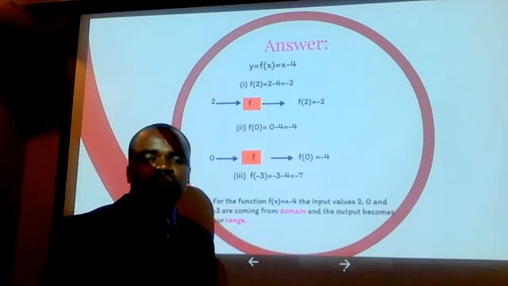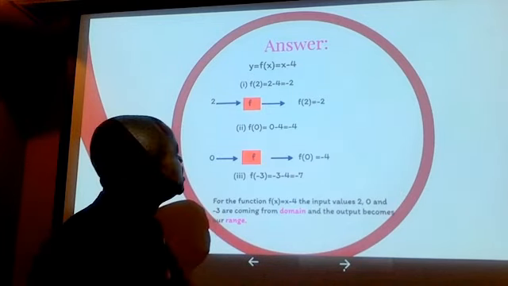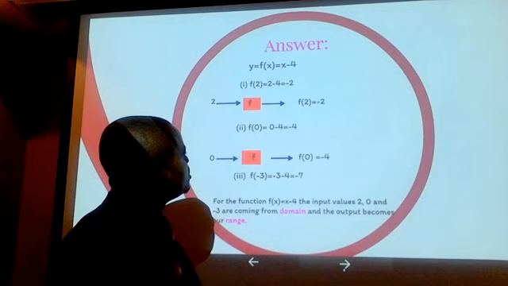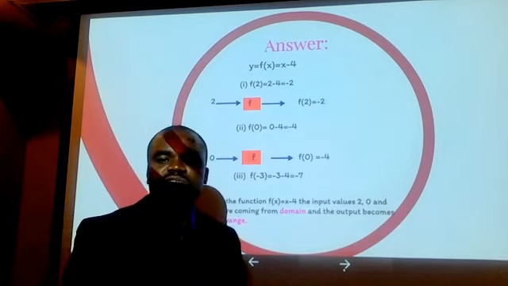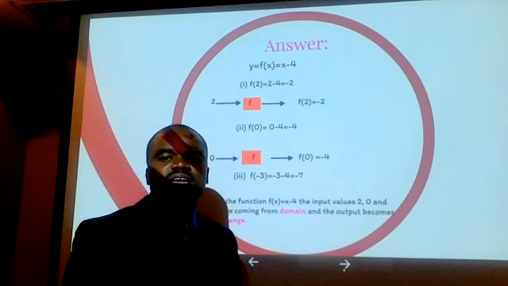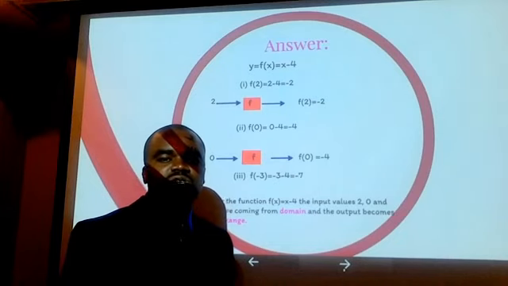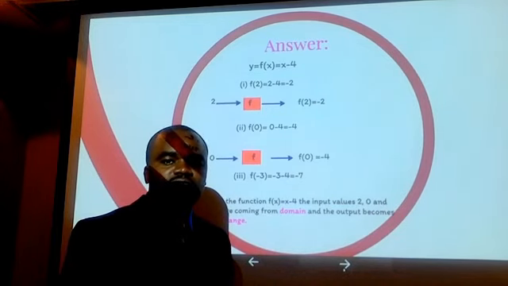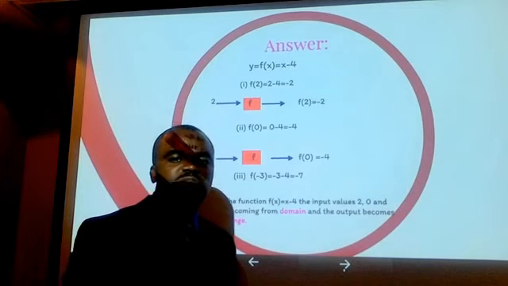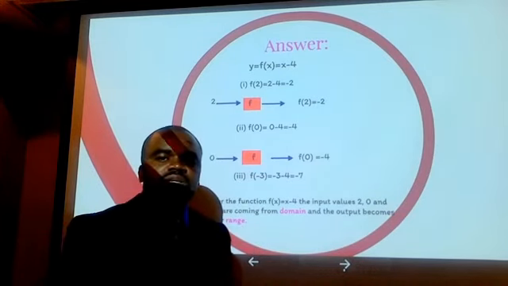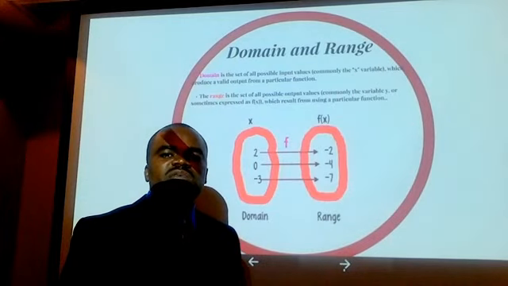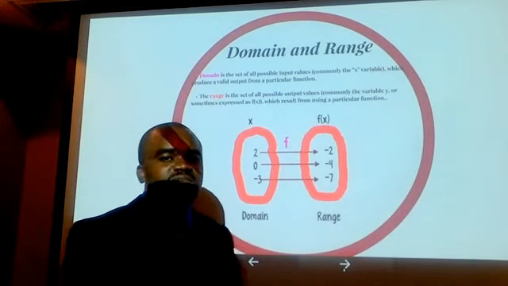Then from that, we also got output values, which were minus 2, minus 4, and minus 7. Those 3 values form what is called a range. And it's only coming from the pool of a range. It will also be as wide as possible and only limited by the function as well. So let's formally define what a domain and a range are.